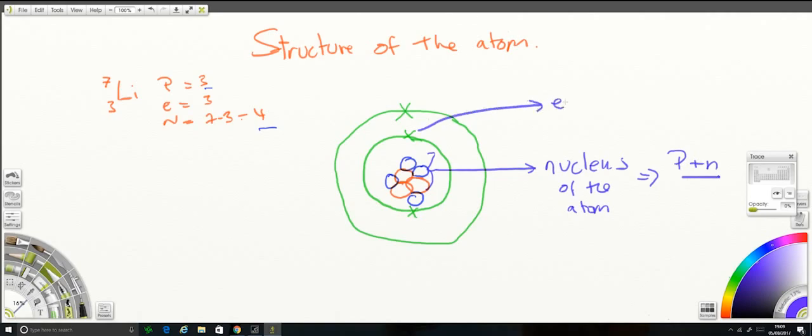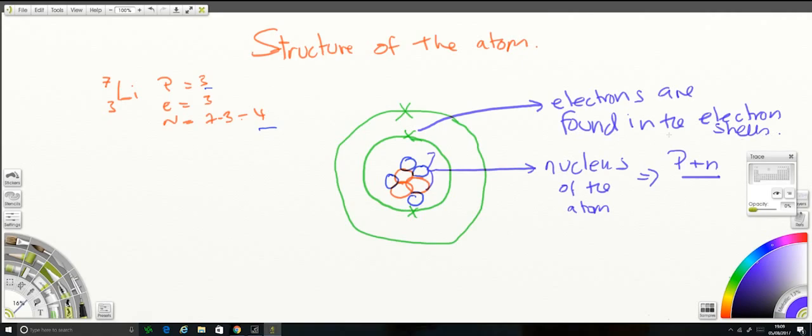Now, these are the electrons. And the electrons are not found in the nucleus. Electrons are found in the conveniently named electron shells. So you need to know all of that information.